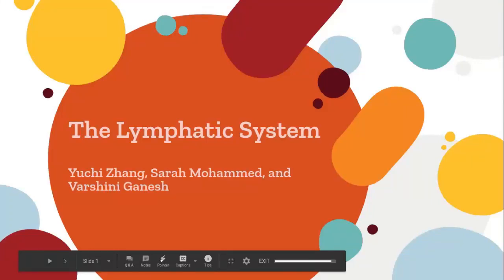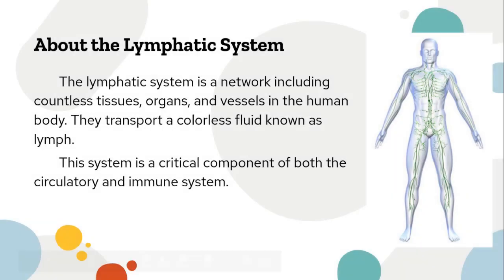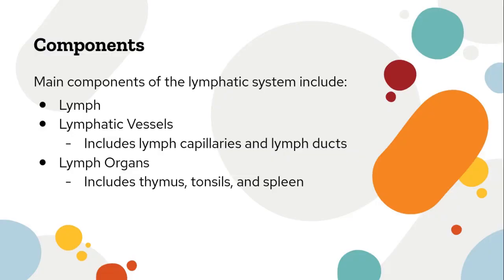Hey everyone, we're going to be talking about the lymphatic system today. The lymphatic system is a network including countless tissues, organs, and vessels in the human body. They transport a colorless fluid known as lymph. This system is a critical component of both the circulatory and immune system.